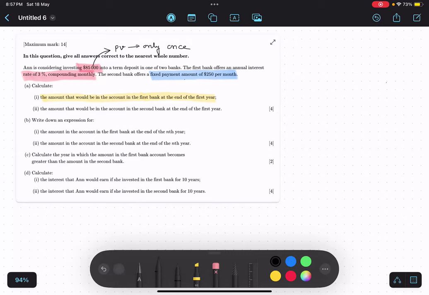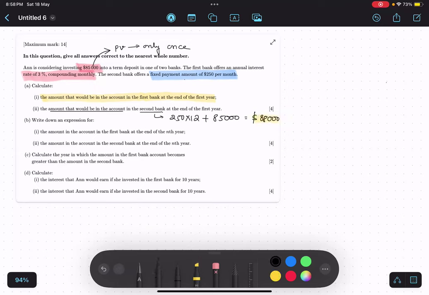So for the second bank, at the end of the first year would be 250 multiplied by 12, and that is the interest part. If I add this value, since they are asking what will be the amount in the account, plus 85,000, a very simple answer is $88,000. Is that clear?